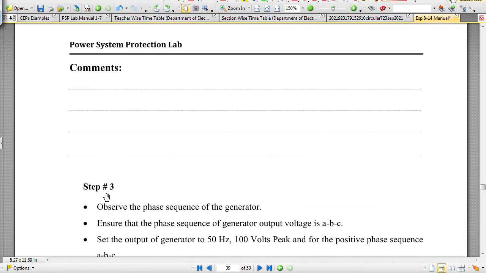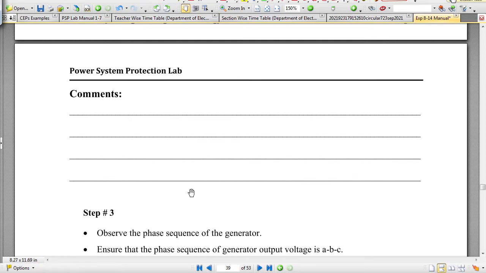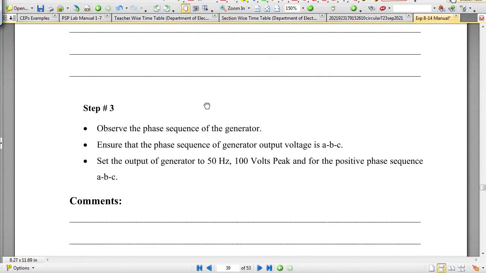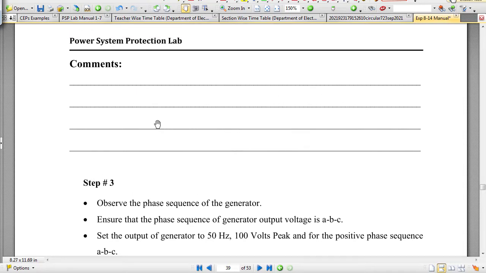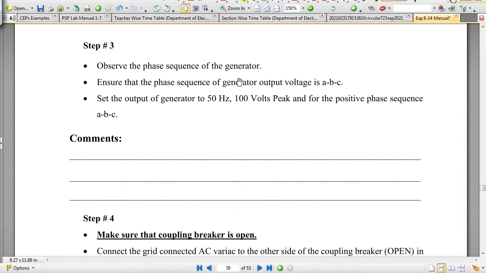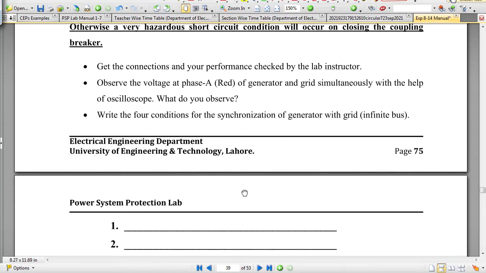Before moving to the next step, if you are asked to fill out these comments, you will have to write the comments. Comments will be your observation. You will write your observation here in these comments and then move to the next step. If you move to the next step without completing this, that will result in deduction of your marks. Make sure you complete the manual along with your progress through it.